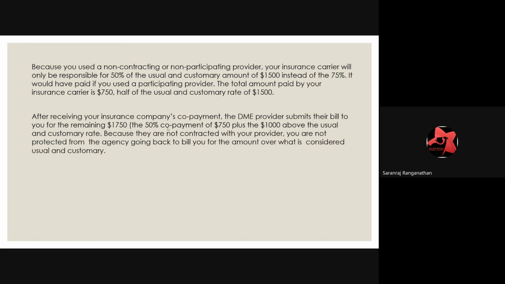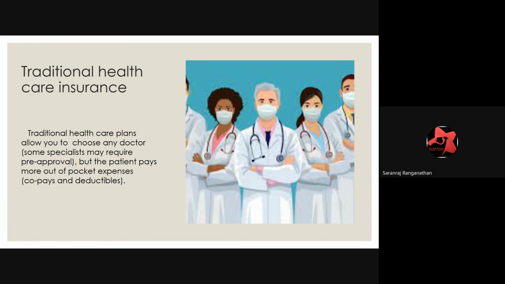which is the $750 co-payment plus the $1,000 above the usual and customary rate. Because they are not contracted with your provider, you are not protected from the agency back billing you for the amount over what is considered usual and customary. So that is a difference. If the provider has a contract with that insurance company, reductions will be there. If there is no contract, the reduction won't be there. That is the difference.